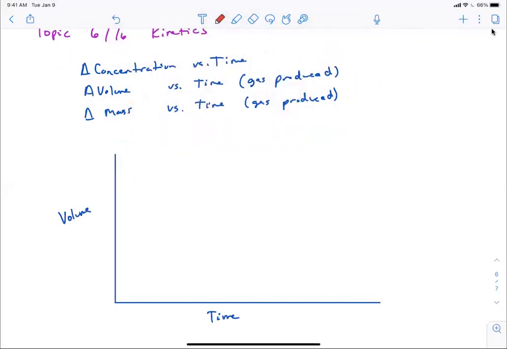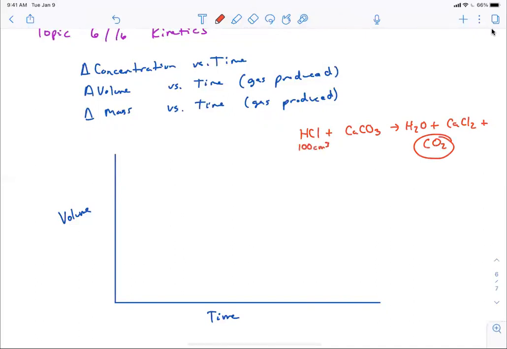And so this has a couple of different scenarios here, but let's say you have something like HCl plus calcium carbonate to produce H2O, CaCl2, and then CO2. Well, the CO2 is what you're going to be measuring here, okay? Now, let's say that you had a reaction and you had 100 centimeters cubed of this at 0.2 molar, okay? And you generate a curve like this.